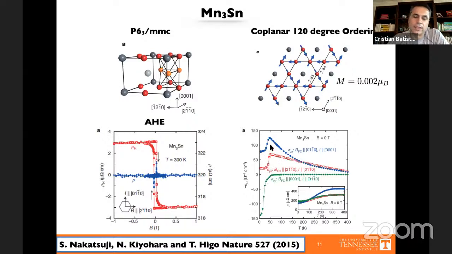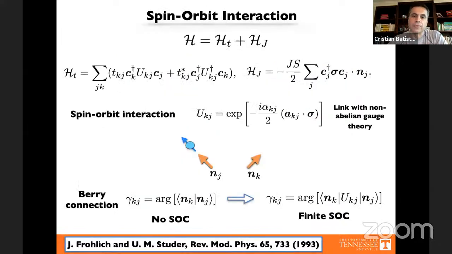Let me also say that the anomalous Hall effect of this antiferromagnet is larger than the anomalous Hall effect that is reported for standard ferromagnets like iron, cobalt, or nickel. So it is a large effect. And the question is, can we understand what is the origin, or how does it work? How is it that the interplay between spin-orbit coupling and this coplanar magnetic ordering can produce a large anomalous Hall effect?